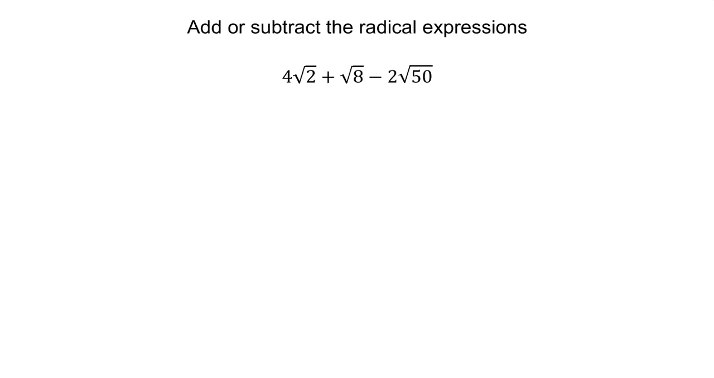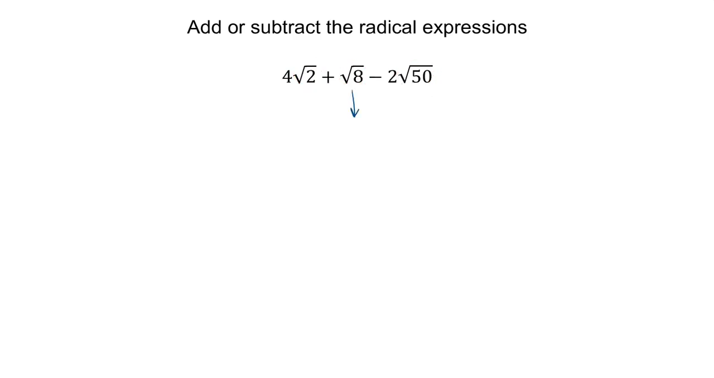Here we have the expression 4 square roots of 2 plus 1 square root of 8 minus 2 square roots of 50. The first term is a square root of 2 term. The second term is a square root of 8 term. And the third term is a square root of 50 term. Now these are not like expressions, so we can't combine them. However, the second and third terms are not fully simplified radical expressions. So let's fully simplify these two terms and see what happens.